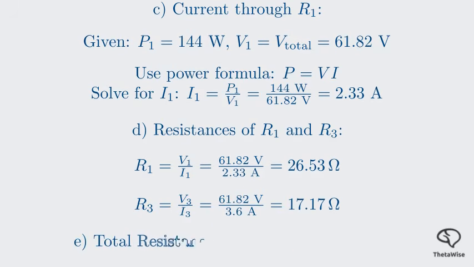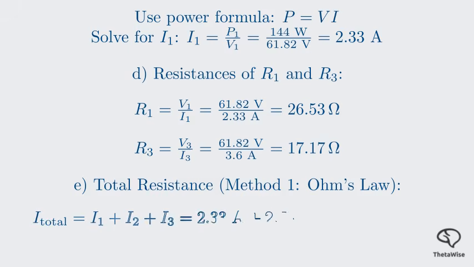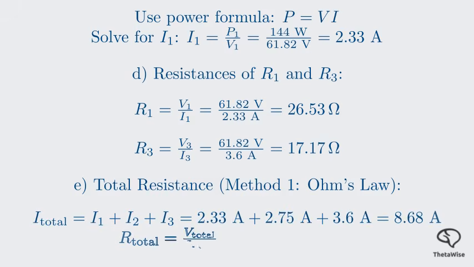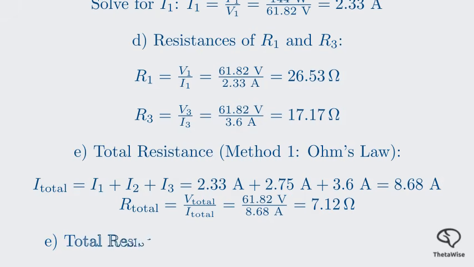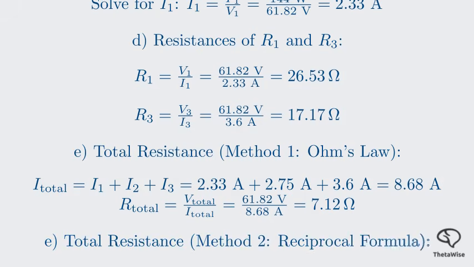Finally, let's calculate the total resistance of the circuit. We can do this in two ways. First, we can find the total current by adding the three branch currents, and then use Ohm's law. The second way is to use the reciprocal formula for parallel resistors, now that we have all three resistance values.